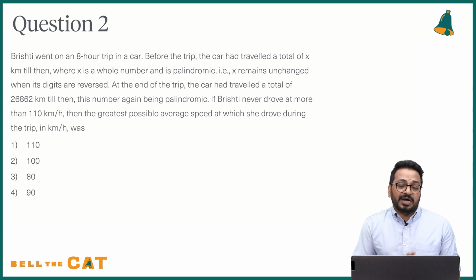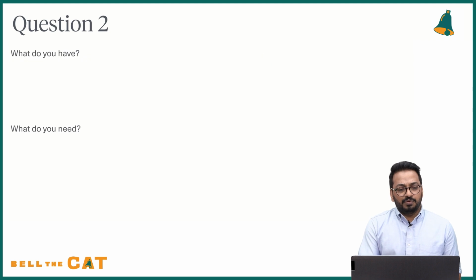At the end of the trip, the car had traveled a total of 26862. If you see the same number from left to right and right to left, this number is again palindromic. If Brishti never drove at more than 110 kilometers, then the greatest possible average speed at which she drove during the trip was. Okay.